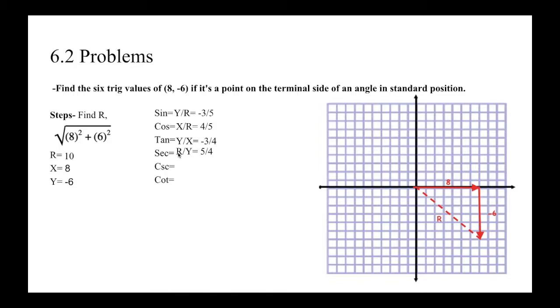Next, we find secant, which is r divided by y, simplified is 5 divided by 4. Next is cosecant, r divided by x, which is 10 divided by 8, simplified is -5 divided by 3. Lastly is cotangent, which is x divided by y, which is 8 divided by -6, simplified is -4 over 3.